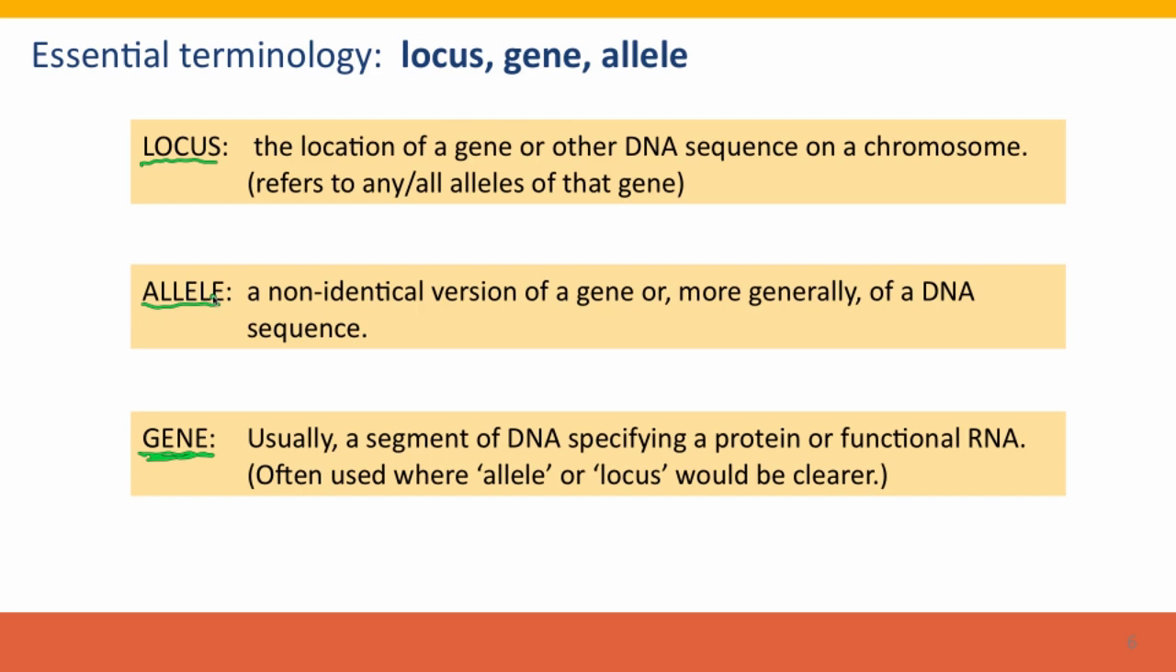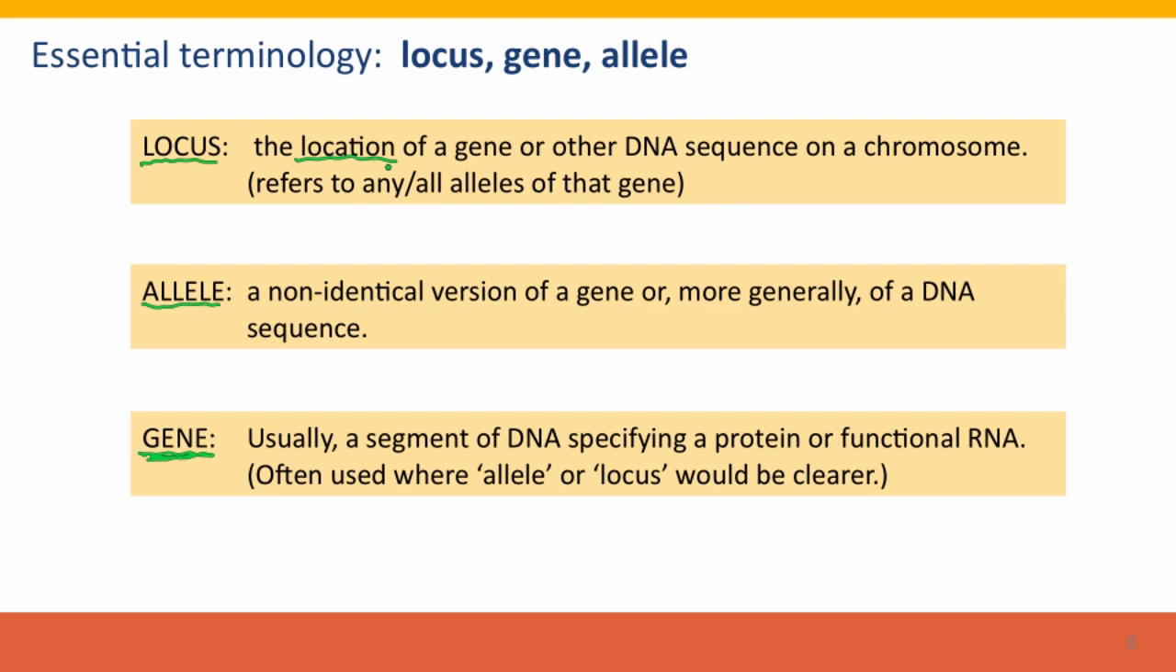And we need these terms because genes come in different versions. So allele refers to one of the versions of a gene, or a version of a DNA sequence, even if it's not a gene. Whereas locus, which comes from the Greek or Latin meaning place, refers to the location, the position where the gene occurs, the sequence that encodes the gene on a chromosome. And the term locus is used when you want to discuss the gene as a general thing and to include in your discussion all of the versions of the gene.